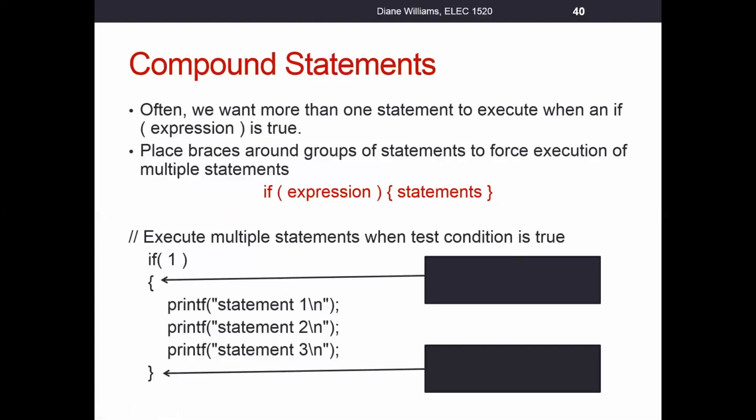This test condition would always be true. But we wouldn't necessarily write code that said if 1, right? Since that's always true, we'd always have this happening. This is just an example to remind you to use the compound statements.